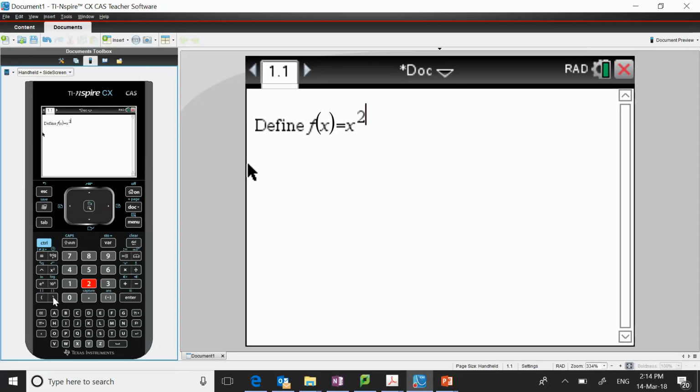X squared minus 6 times x. Once you're done, press enter. What that does is every time you type f of x, it will know it is x squared minus 6x, so you don't have to retype them.